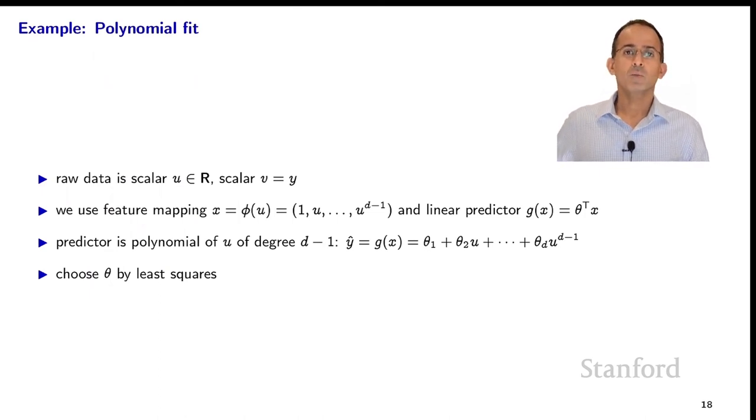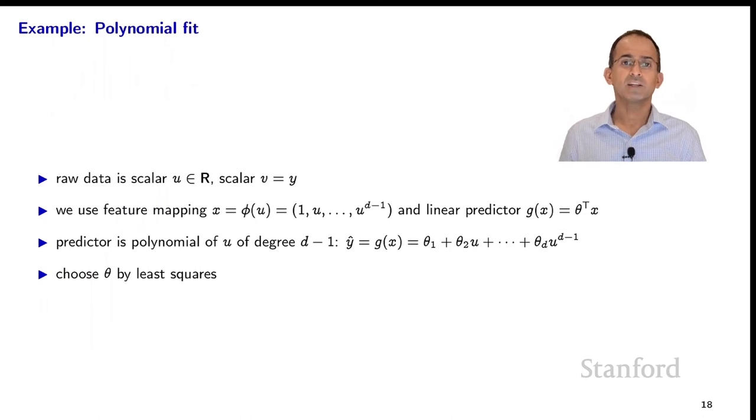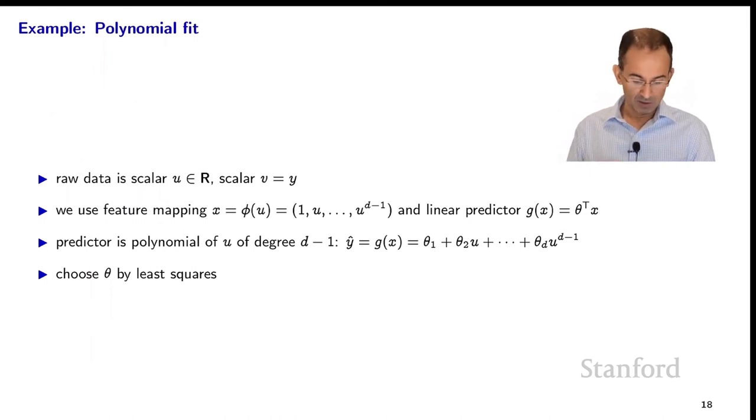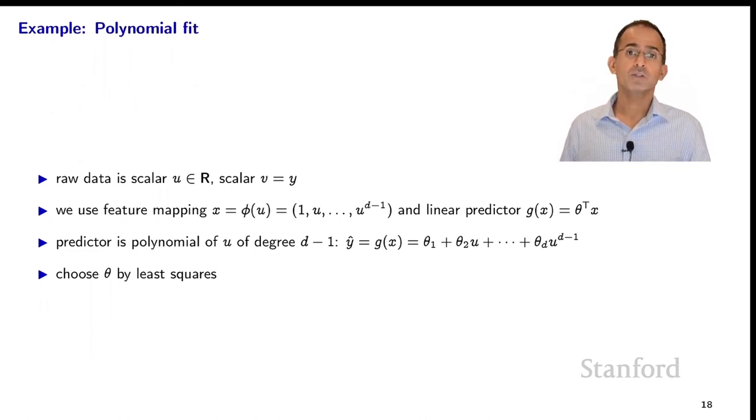Let's look more generally at polynomial fits. So suppose we have a scalar u and scalar v as our raw data, and then we use a feature mapping, where we construct x's from u's by x is equal to phi of u, and for each u we construct a d-dimensional vector consisting of the powers of u, 1, u, u squared, up to u to the power of d minus 1. And then we're going to construct a linear predictor, g of x equals theta transpose x, a linear combination of those d monomials, a polynomial of degree d minus 1. And we're going to choose the theta by least squares.